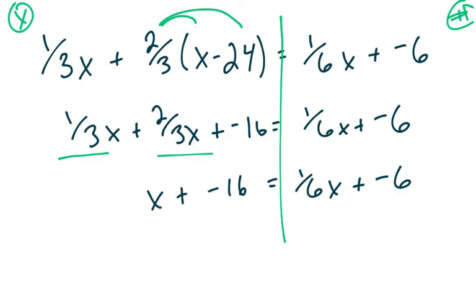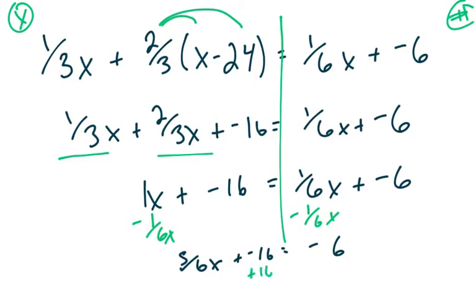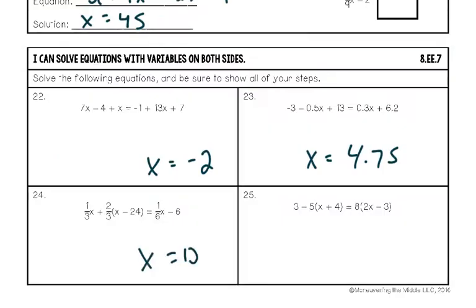So I'll pick it up now, and I'm going to make sure that my x's go to the left. So I'm going to get rid of them on the right. So I'm going to get rid of this 1/6 of an x. When I take away 1/6 of an x from 1x, remember there's a 1 there, I'm going to do 1 minus 1/6, which is 5/6 of an x, plus negative 16, and then keep that negative 6 on the right. Now I'm going to get rid of a minus 16 by adding 16. So plus 16 to both sides, and I have 5/6 of an x equals 10. Finish solving, I have x equals 12.